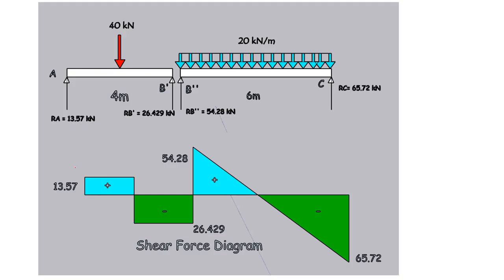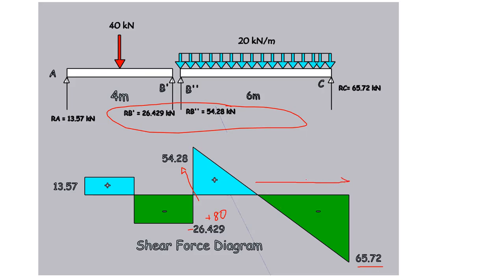So this is 13.57 up to this location, and here 13.57 minus 40, because 40 is downwards, is minus 26.429. This is minus 26.429 plus 80. At this location you have 80, because the total is 80. So if you add this, you will get 54.28, which is positive. And at this point you have negative, because on the right hand side it is upwards, which is negative. Then you join this with a straight line.